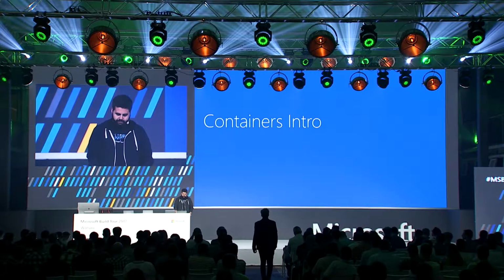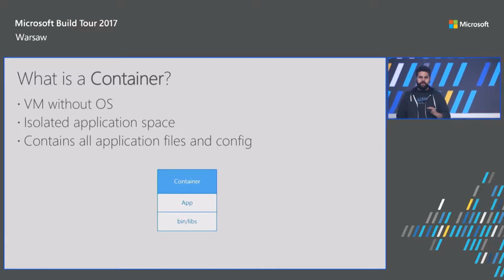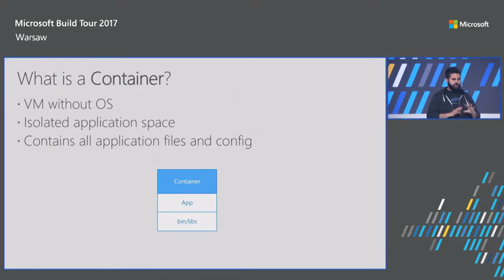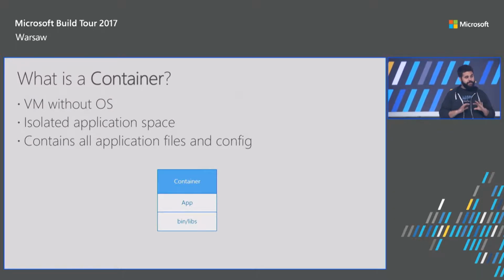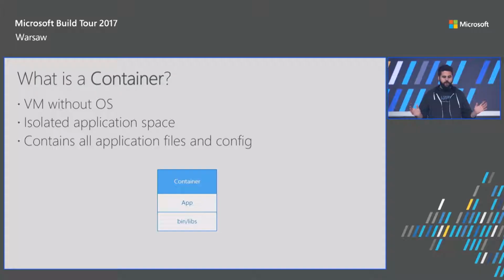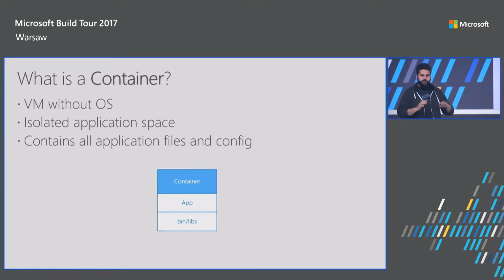So basically, a container is a VM, a virtual machine, without an OS. So this is the main difference from a VM. It's a place which is isolated from everything else, where you can run some code. So inside of the container, you have the bin, the libs, everything that you need. You also have the code for your app that runs inside of it. So it's something isolated that you can run on your computer or on the server.